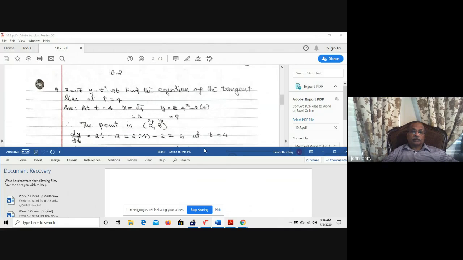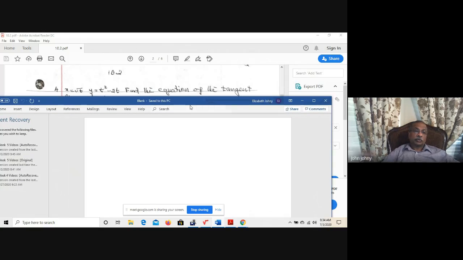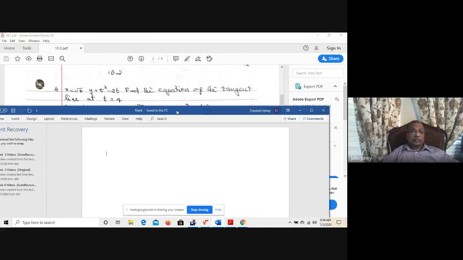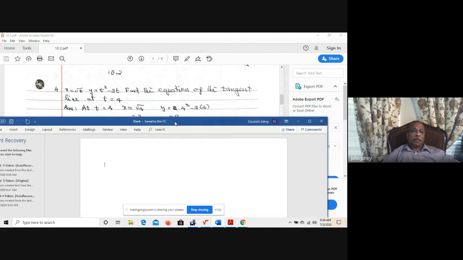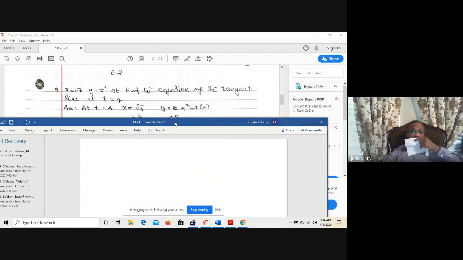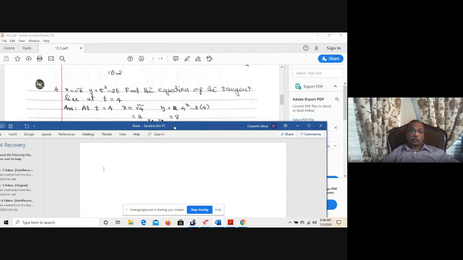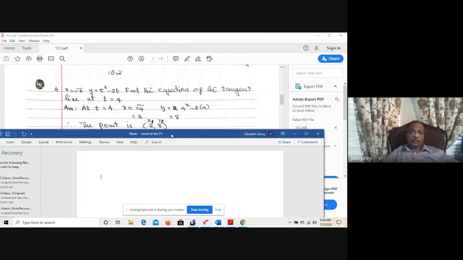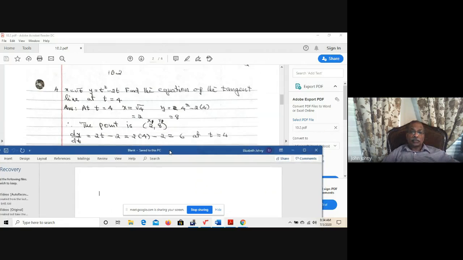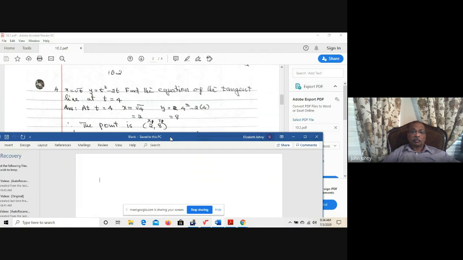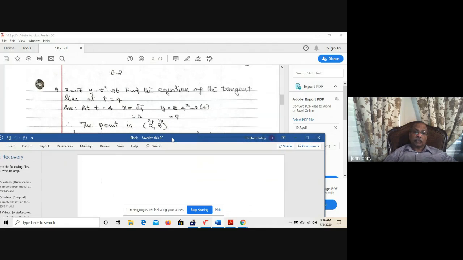Question number 4. x is equal to square root of t and y is equal to t square minus 2t. Find the equation of the tangent line at t is equal to 4. Answer. At t is equal to 4, x is square root of 4, that is 2, and y is 4 square minus 2 times 4, that is 8. So x0, y0 or x1, y1, whatever be the symbol, you may use it. So that point is (2, 8).